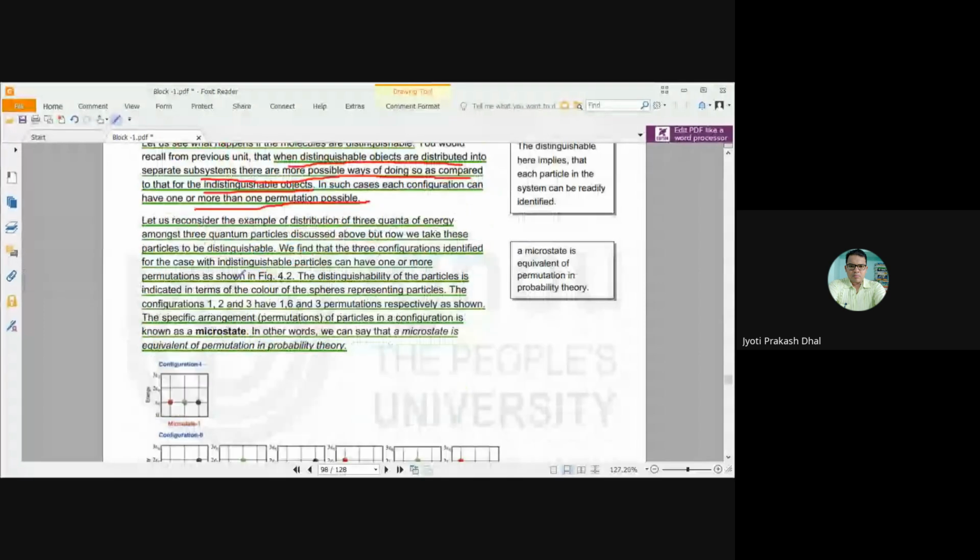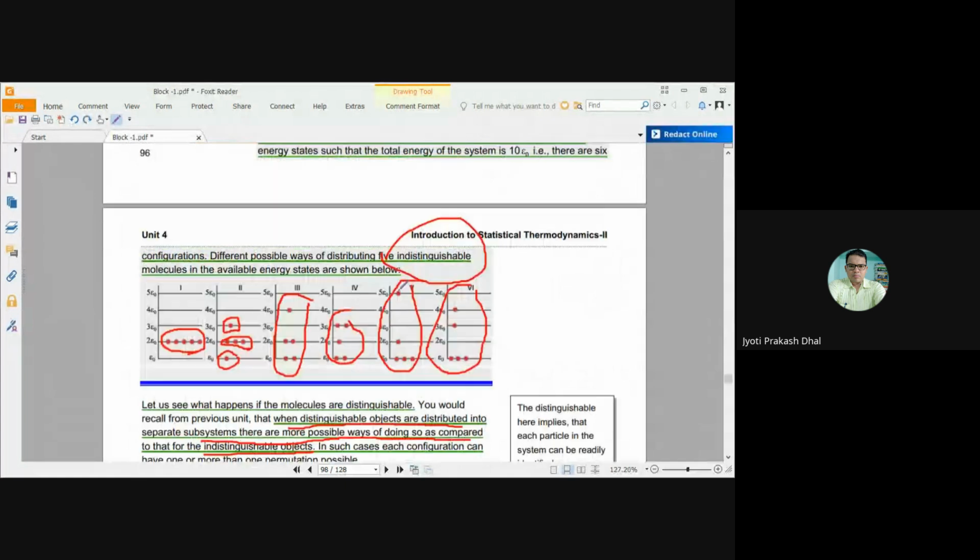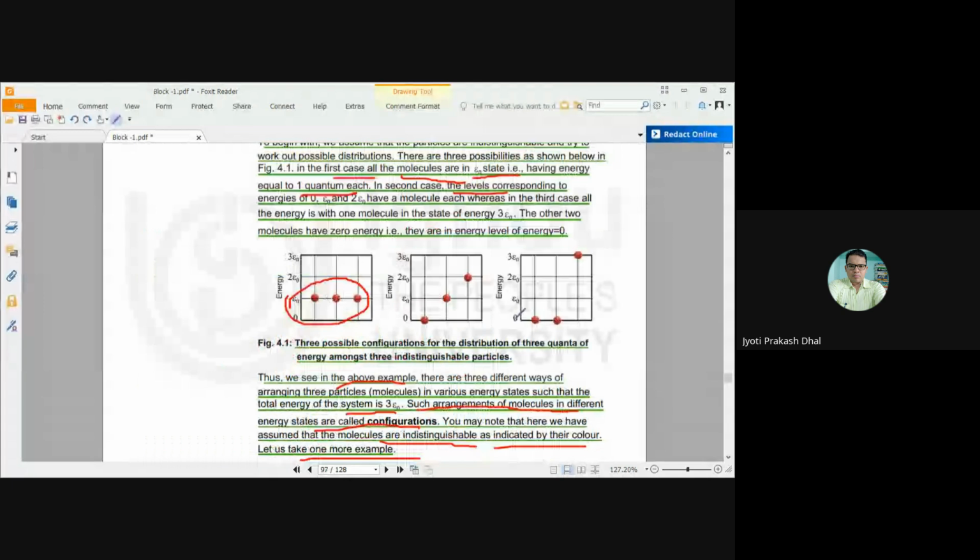Now, let us consider the example of distribution of 3 quanta of energy. So here, if the particles are indistinguishable, we have discussed 2 different examples.